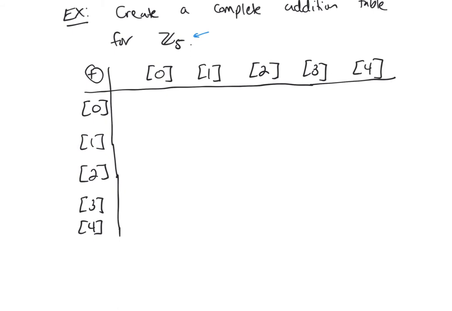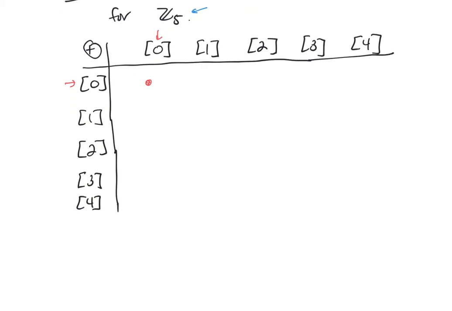So the way we do it is you pick any spot here, and you're going to add the row and column numbers to get that entry. So if I add 0 plus 0, I get the equivalence class of 0. So that's what goes here, and your table would be the equivalence class of 0.